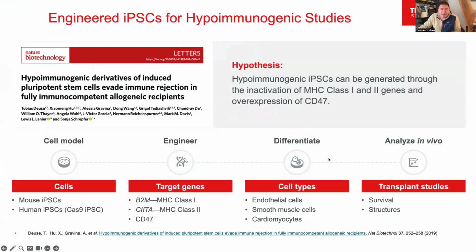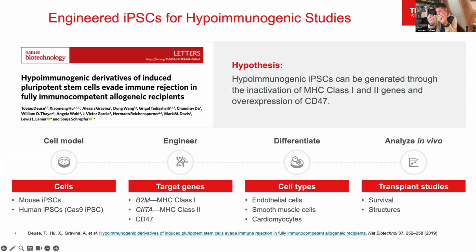What they did in this particular experiment is they generated a hypoimmunogenic derivative of iPSCs, right? One that, as the name implies, hypoimmunogenic, basically can evade immune rejection when it's transplanted into a recipient, in this case, a fully immunocompetent recipient. So what we know happens during pregnancy is that the maternal immune system is basically tolerant of different antigens, especially allogeneic paternal antigens early on, right?